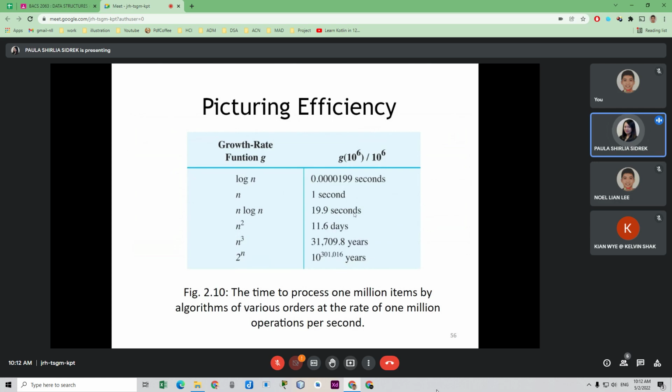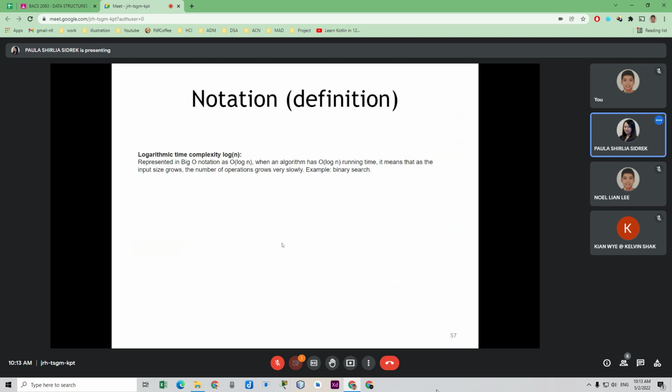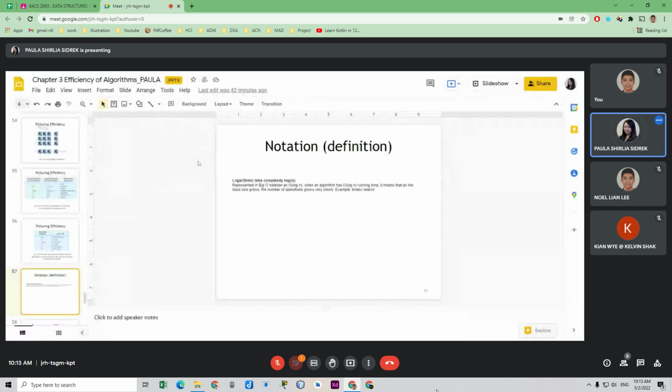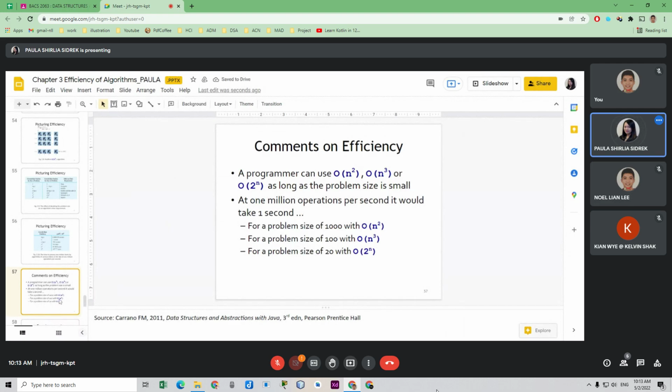Okay, so this one is basically picturing efficiency based on the function g of these operations or values. The time to process 1 million items by algorithms of various orders at the rate of 1 million operations per second. Okay, so this one is just a notation definition. I think I'll delete that. This one also you can read, yeah. Read on that one.